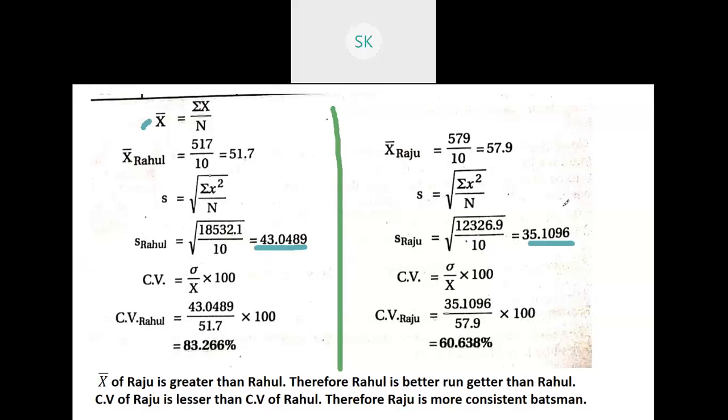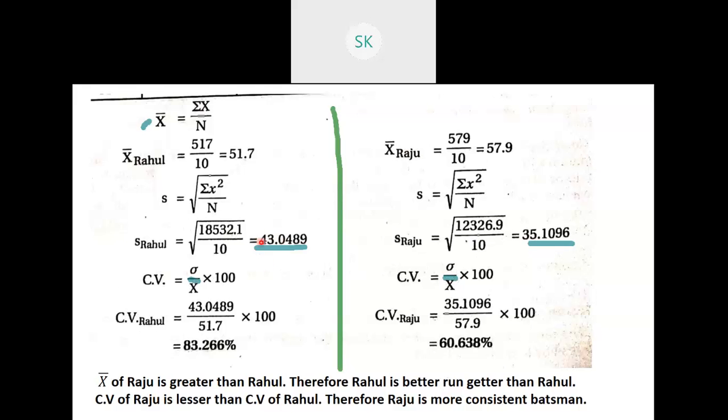Now, the major step for decision making, that is coefficient of variation. It is nothing but standard deviation divided by x bar, into 100. Here also, standard deviation divided by x bar into 100. They have missed out this x bar here. Just write that down. So for coefficient of variation of Rahul, I will consider this part.